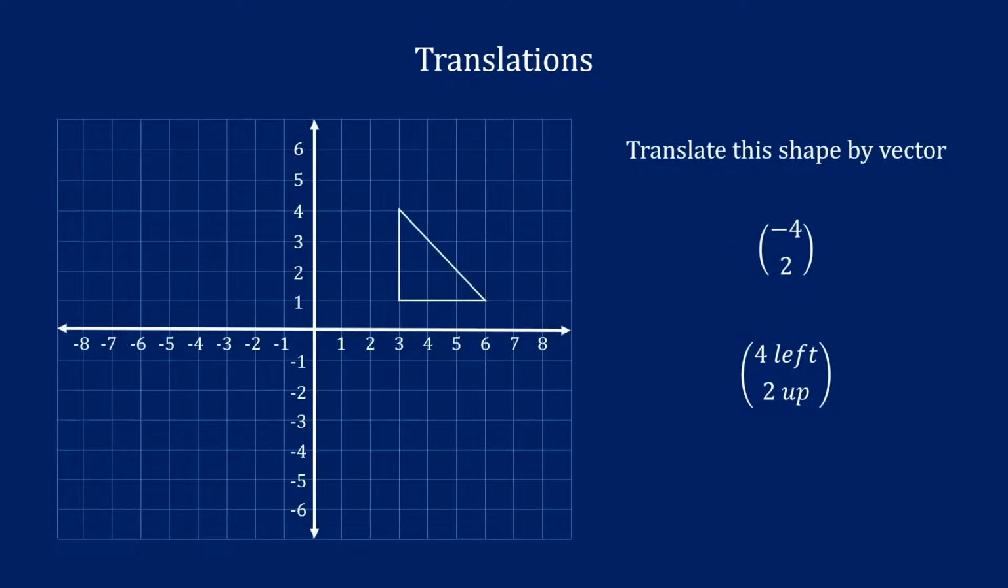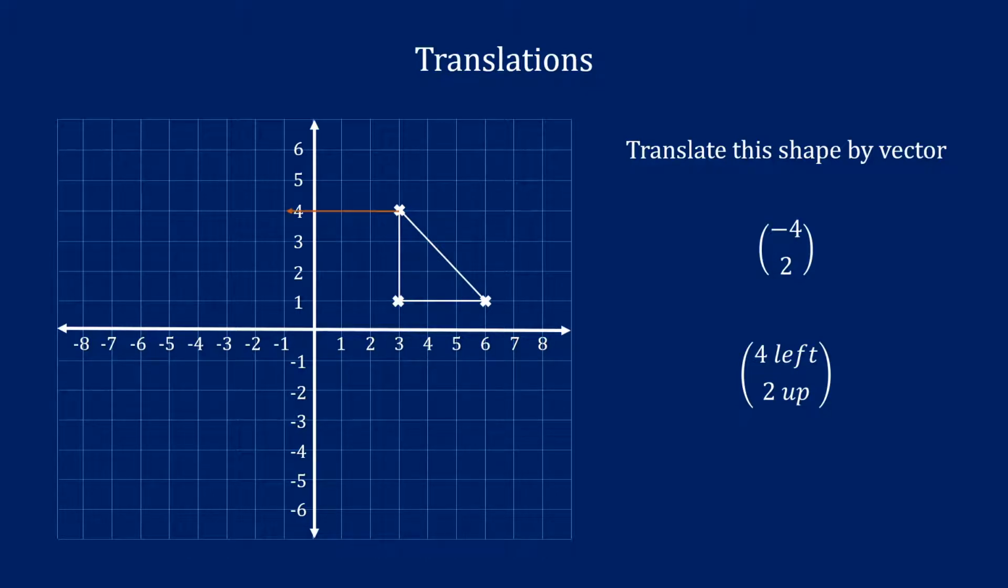Alright, let's do that. But first, before we actually start, you need to know one thing, and this is really important. You're never going to do transformation to whole shapes. You're always going to do transformation to the corners, to the vertices. So first thing that we're going to do here is we're going to mark the vertices. Cool? Then let's go. Each one of them is going to move 4 left, 2 up.